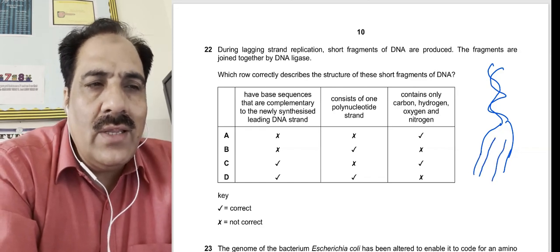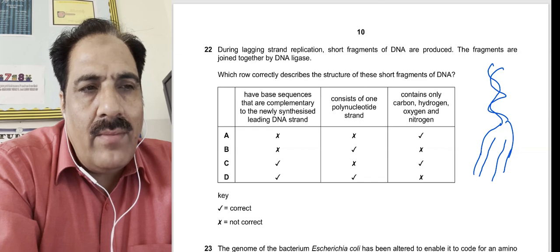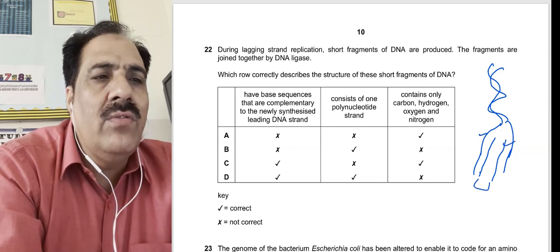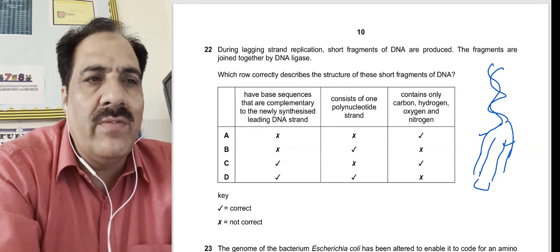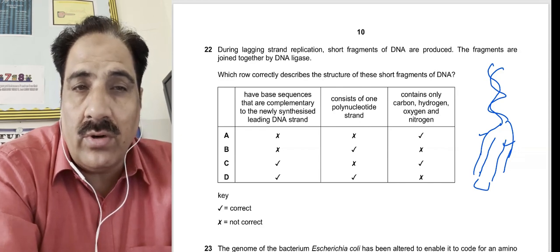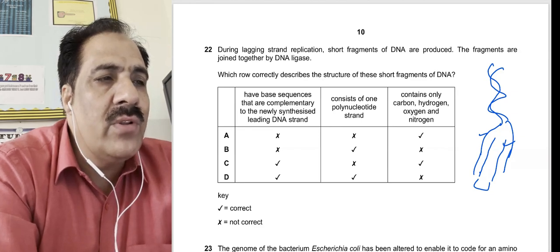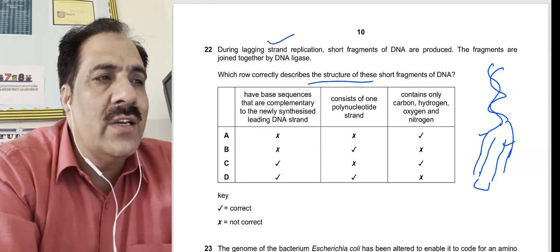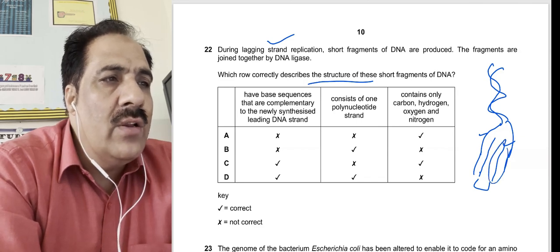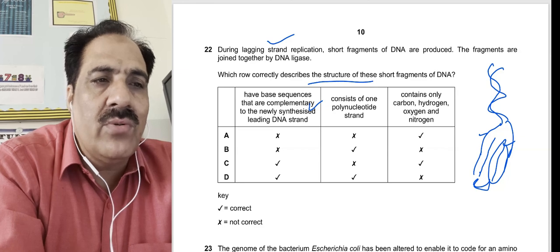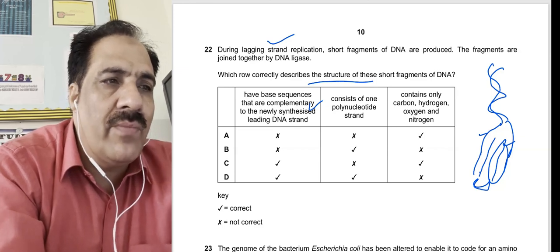So when both these strands are copied, we will see that new polynucleotide chains will be formed. One with this, one with this. I am talking about the new polynucleotide chains. So let's go to the question. Have base sequences that are complementary to the newly synthesized leading DNA strand? They are talking about the lagging strand. Obviously, the base sequences here will be complementary to the base sequences here. So this is the correct option.